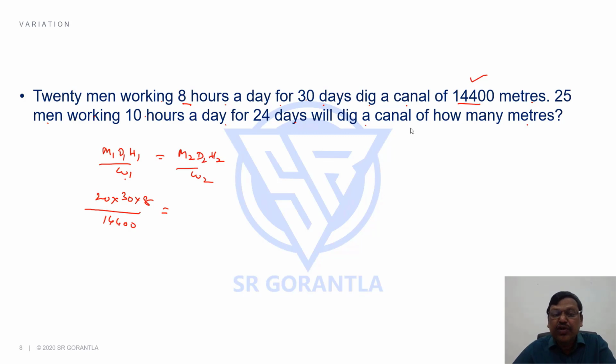Second case, 25 men. How many days? 24 days. Working how many hours a day? 10 hours a day. Will dig a canal of how many meters means how much work they can do. We have to find this.